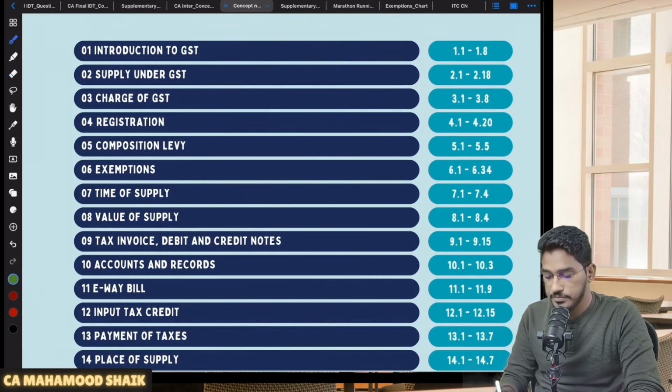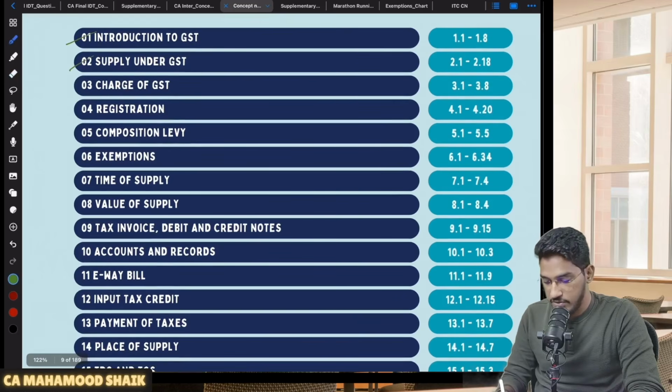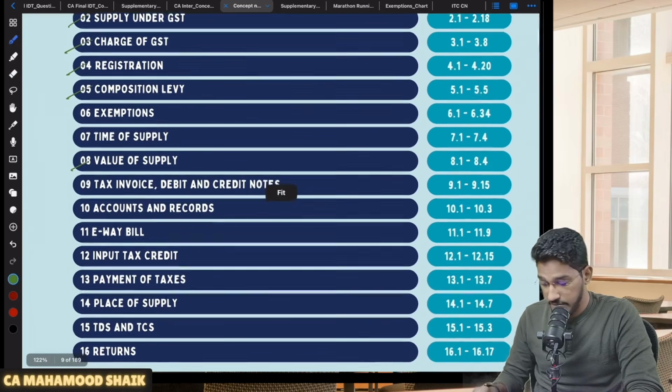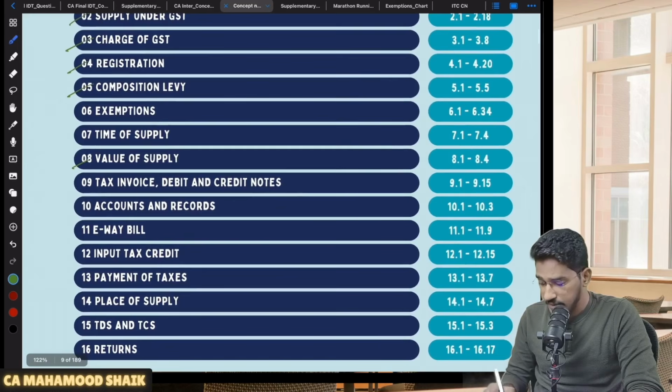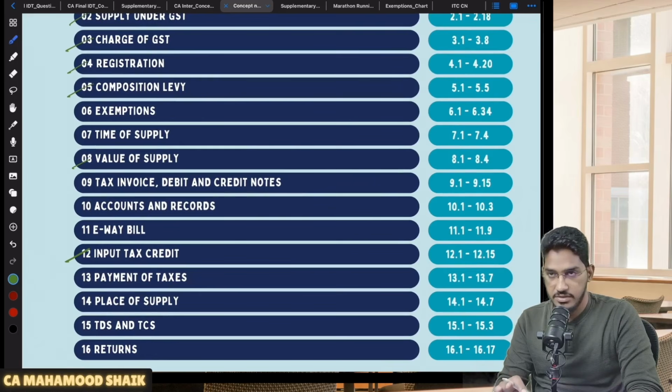Like we have covered introduction to GST, then supply under GST. This also we have done. Charge of GST we have completed. Registration we are done. Composition levy we are done. Thereafter we have completed the value of supply chapter, and then the input tax credit chapter. So altogether around 7 chapters we have successfully revised till now. So now we will try to proceed further.